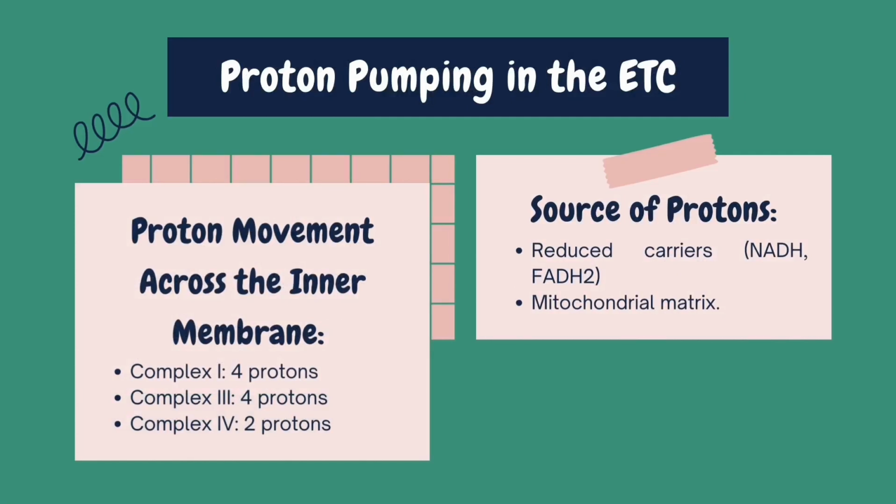Proton pumping in the ETC. Proton movement across the inner membrane. Complex 1, 4 protons. Complex 3, also 4 protons. And complex 4 has only 2 protons. Source of protons: reduced carriers NADH and FADH2, mitochondrial matrix.